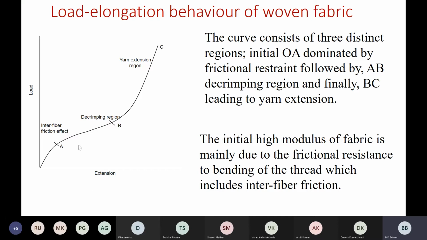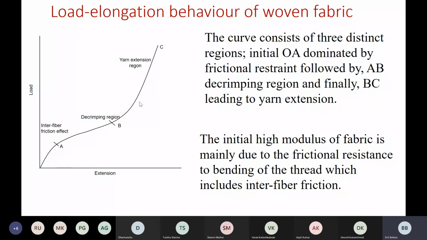Means yarns in the fabric get straightened, crimp is removed. We call it decrimping zone. When all the crimps are removed at the point B, then further loading will cause the extension of yarn. We call it elastic extension, or we give it a name called yarn extension region. Actual yarn gets extended after this point B, that is after decrimping zone.